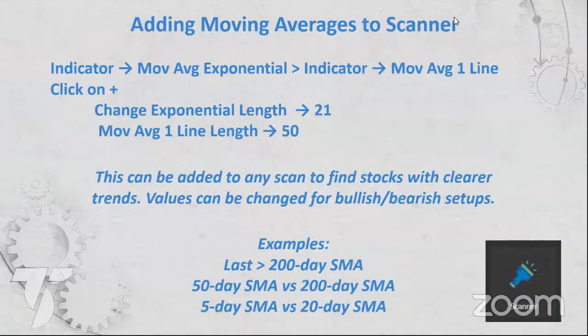This approach can be added to any scan. For example, like we did with the parabolic SAR, the last greater than the 200-day simple moving average. You might want to do the 50-day simple over the 200-day. I know some people who look for stocks where the 5-day is over the 20-day moving average. That will find stocks that are in nice, tight uptrends.